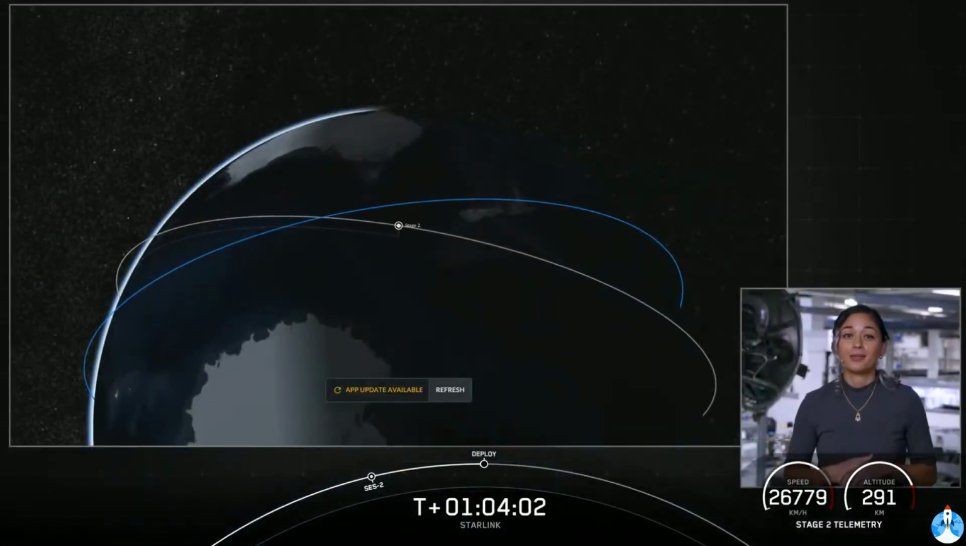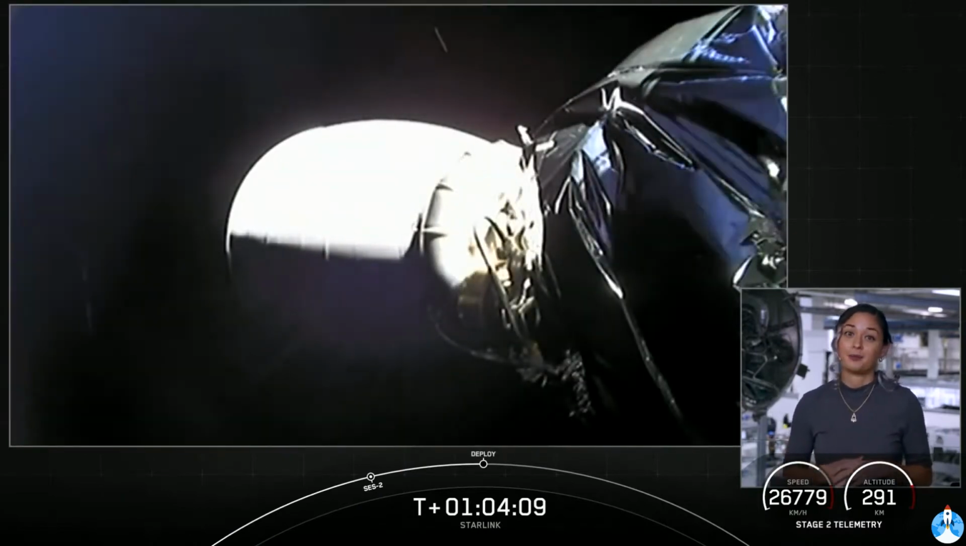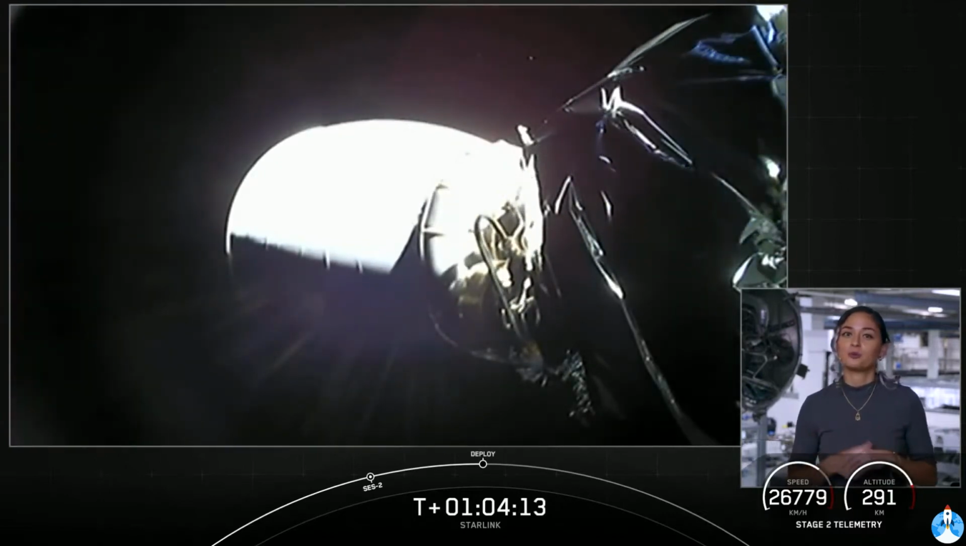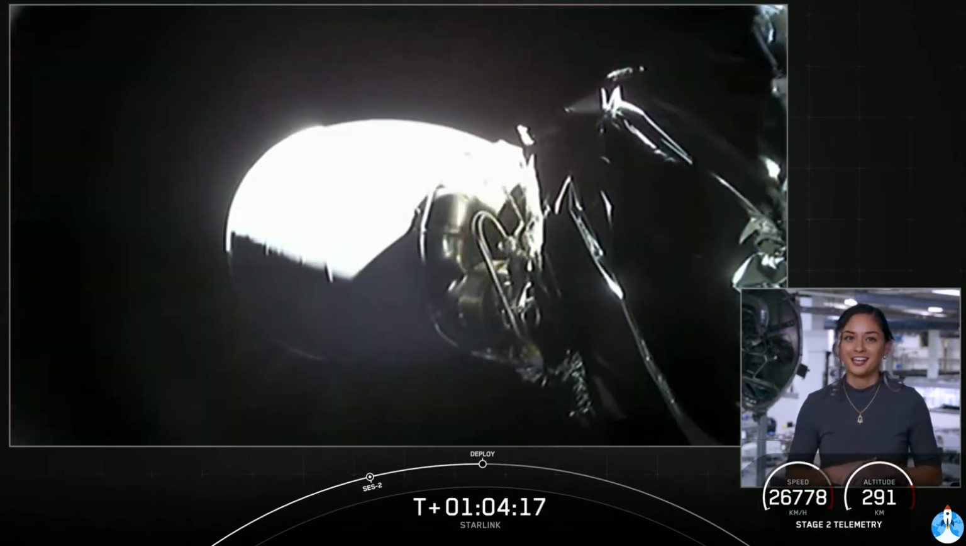Welcome back to our webcast for Starlink. We had an on-time liftoff this morning. Our first stage booster landed for its 6th time and our 76th recovery overall. Stage 2 completed its 2 burns, and now we are coming up on the deployment of our Starlink satellites.